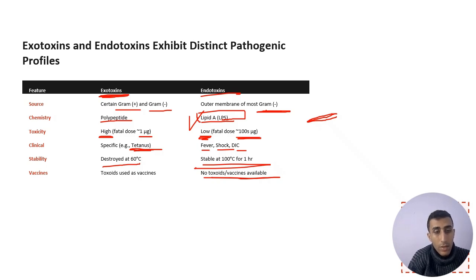We've got vaccines for these toxins, which are called toxoids. So we've got toxins and toxoids. The toxoids are the vaccines here.